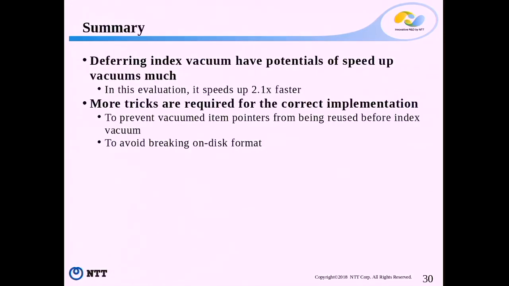So, a summary for this feature. Please note that this performance result is not from a correct implementation, so it's just a reference value. But I think deferred index vacuum has the potential to speed up vacuums very much. For example, in this evaluation, it sped up 2 times. More work is required for a correct implementation, because we have to prevent vacuumed item pointers from being reused before the next index vacuum. And in this evaluation, I spooled the garbage TIDs into shared memory, but that's not correct. For a correct implementation, I have to use a file.